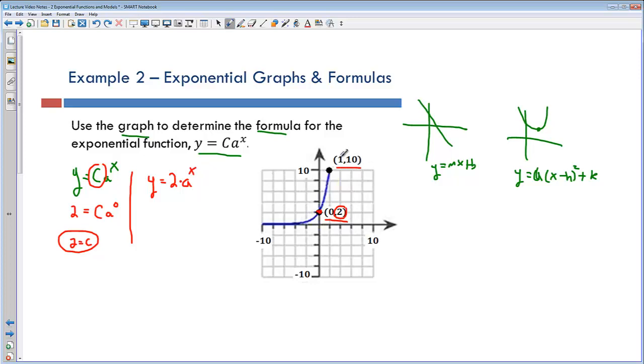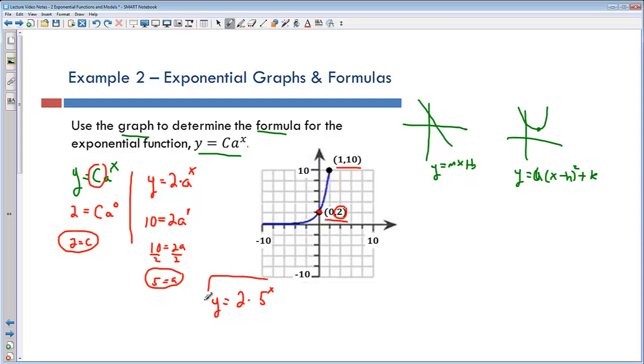And I use this piece of information to find c, and so up here I can use this piece of information to find a. So this says if you plug in 1, you get out 10. So the out goes in for the y, because that's the output, so 10 is equal to 2 times a, and the input is the x, so a to the 1. Of course, a to the 1 is just a, so it's really just 10 equals 2 times a. You divide both sides by 2. That tells you 5 is the same thing as a. So now that I know what a is and I know what c is, I can write down my formula for the function: y equals 2 times 5 to the x.